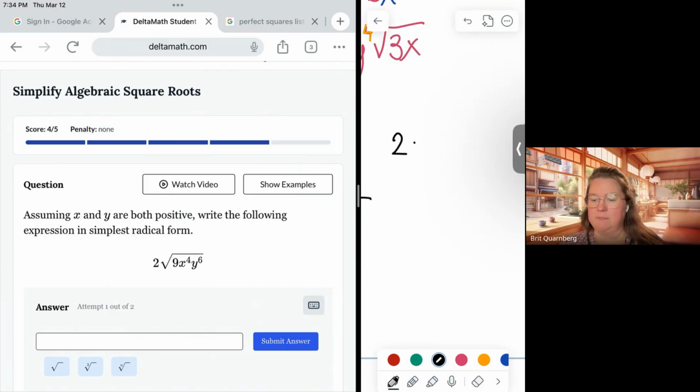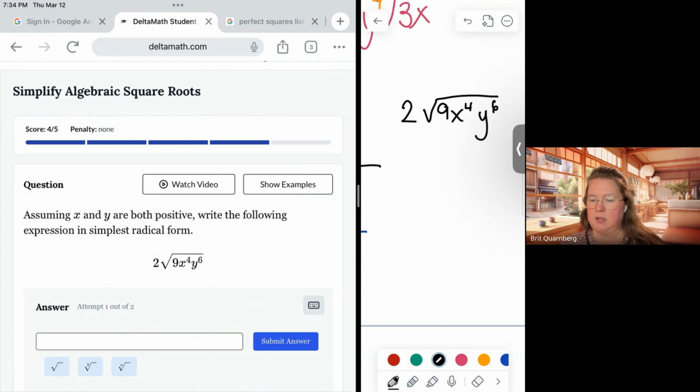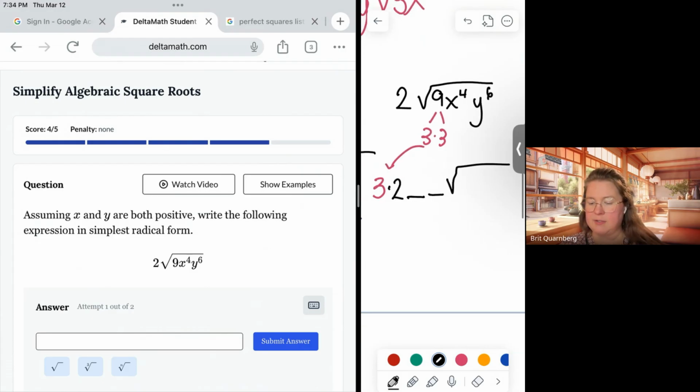Okay, so there's already a number on the outside. This one's a little bit different. So 9x to the 4th, y to the 6th. Ooh, this one's different in a couple ways. Okay, so the 9, let's start with the 9. It splits into 3 times 3, and that will come out. So that's going to come out, the 3. The 2 was already there. And there's probably going to be something for the x, probably something for the y, and probably something stuck inside, right? So now we're going to do the powers of x.